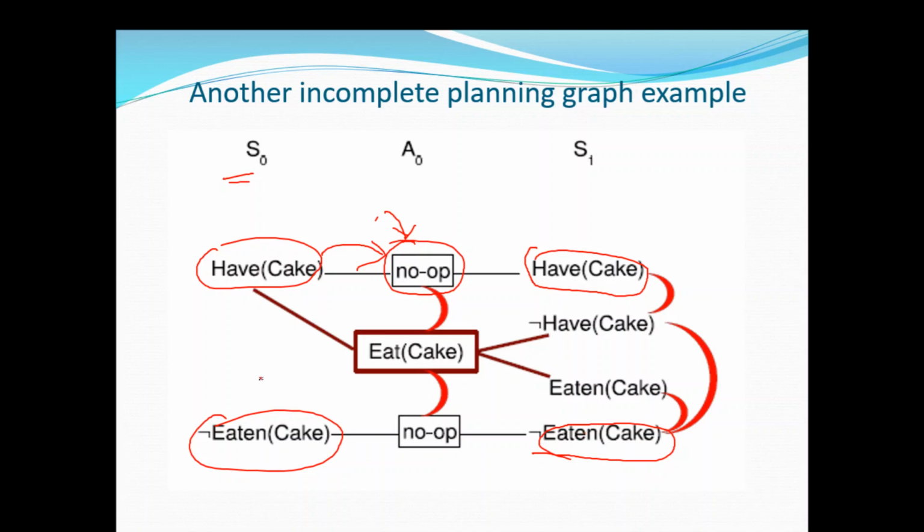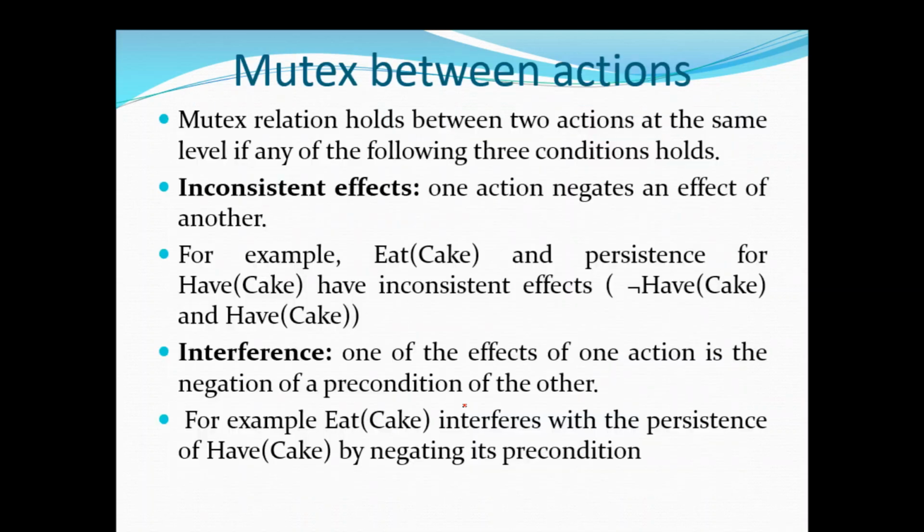Okay. Have cake. Already you have cake. For this, if you apply this action eat cake, then what does it mean? Then what will be the effect? You have already eaten the cake. So the effect is not have of cake, so you don't have cake, and eaten of cake. Okay. But still this is not a complete planning graph.